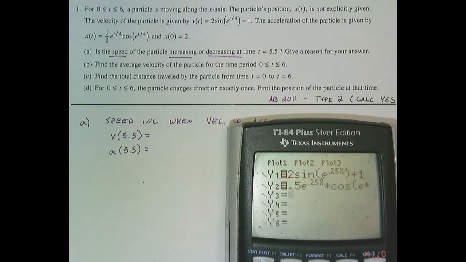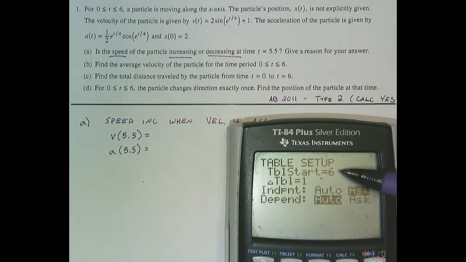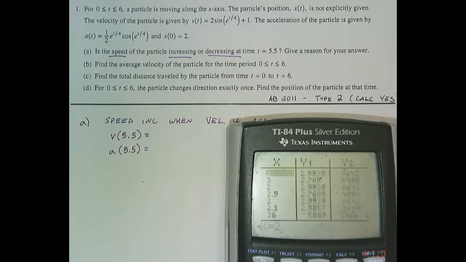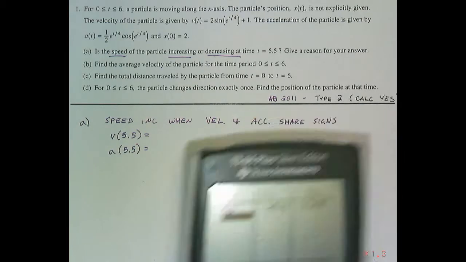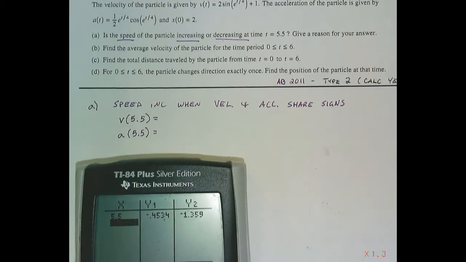So we have our two equations, velocity and acceleration, and we want to evaluate both of these at 5.5. So if our table setup is set independent to ask, when we go to our table, we can delete out any values in there and type in 5.5. And we get two values. Both of them are negative, so we now know that the speed is increasing.